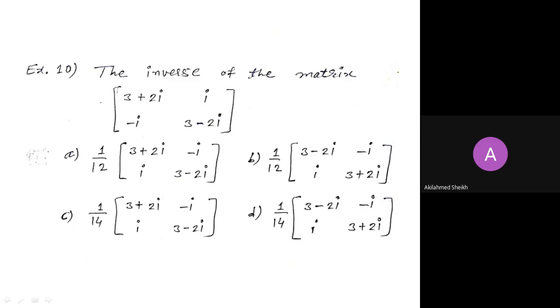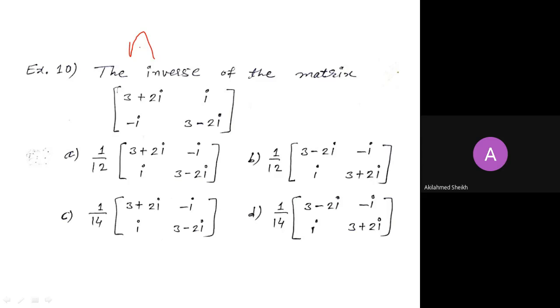Next, we have to find the inverse of the matrix. This is a complex matrix. It is a 2 by 2 matrix: 3 plus 2i, i, minus i, 3 minus 2i. And answer options are given. These are 4 options. Now to find its inverse, we have to use the adjoint formula.